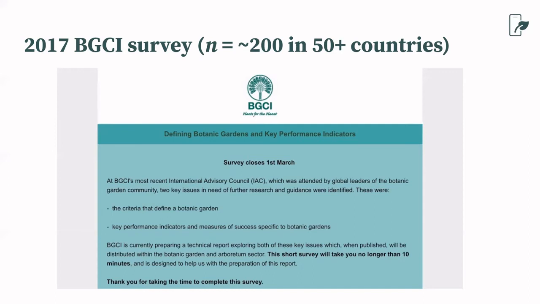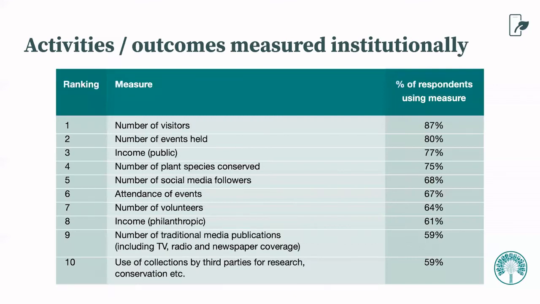So as I mentioned, this survey was put out in 2017 and was responded to by about 200 gardens across the world, about 50 countries. And it seems that it's actually still open, this survey, but one thing I wanted to talk about was that the results for it were published later on in 2017. And they broke down the measures in gardens at an institutional level and at an individual level.